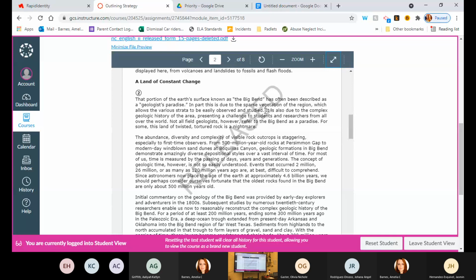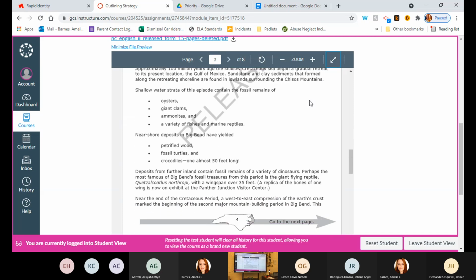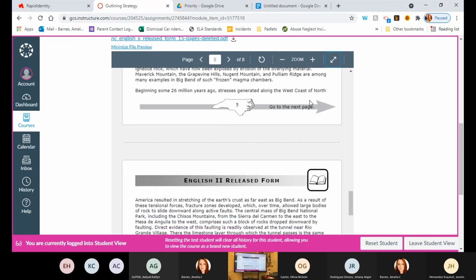What does this mean? Sparse vegetation. What is sparse? Not a lot. Okay, so there's not a lot of vegetation. Vegetation means what? Plants. Okay, not a lot of plants, which allows the various strata, so strata means like layers, to be easily observed and studied. So the rock is exposed. We can see the rock. Now, we know that's question 1. We can look at question 1 and go ahead and figure out the answer based on that information.